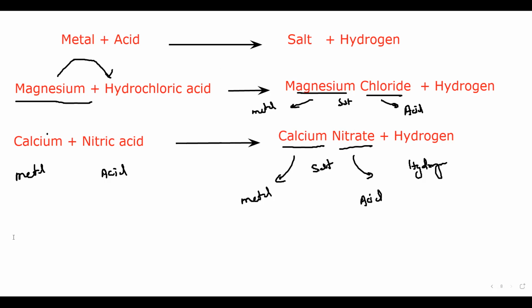And in the same way, if we have the example aluminium plus sulfuric acid, aluminium is mixed with sulfuric acid. What will be the result?